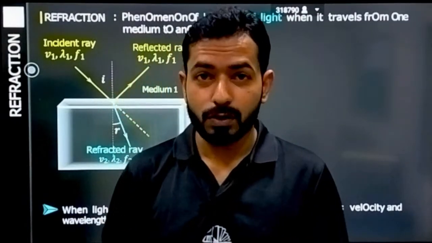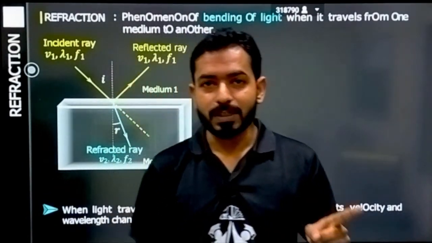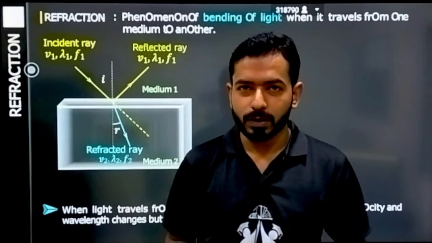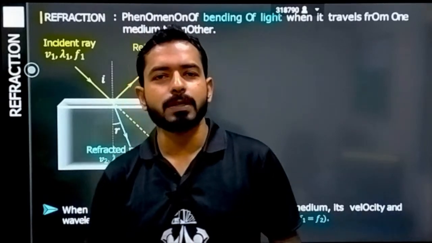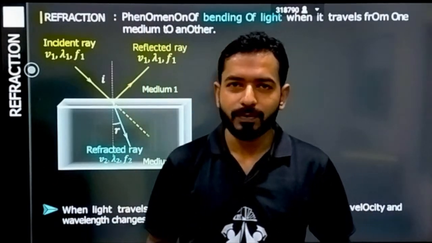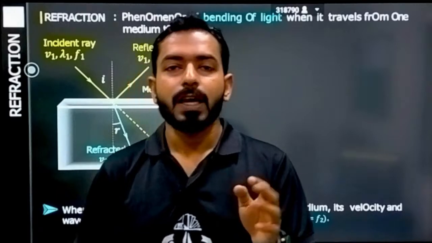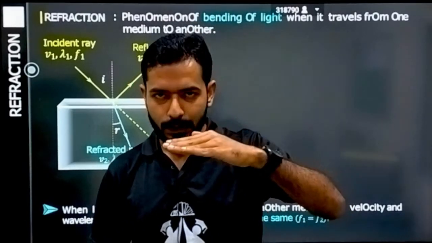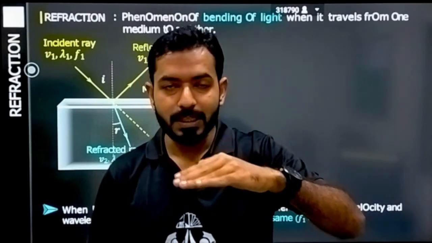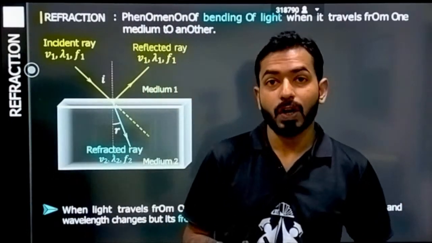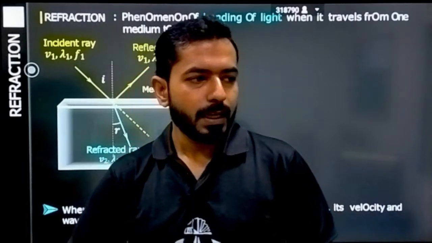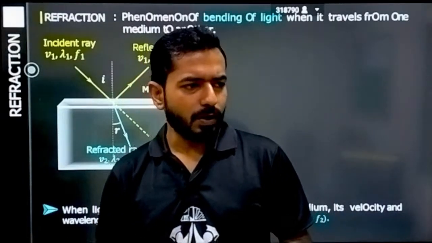Magnification was also of two types. One was transverse magnification, second one was what? Longitudinal magnification. What was transverse magnification? When you are keeping the object perpendicular to the principal axis, that is called transverse magnification. And what is longitudinal magnification? When you are keeping the object parallel along the principal axis, then it is longitudinal magnification, correct? So these are the basic two things that we have already studied.